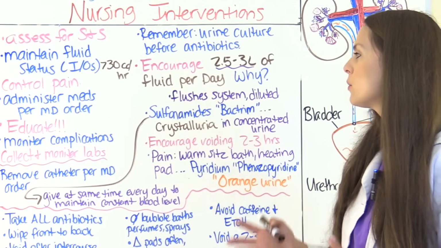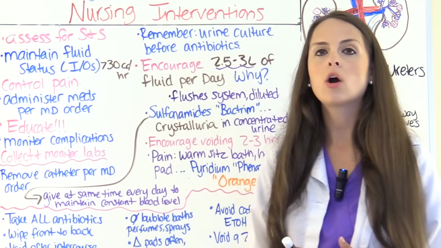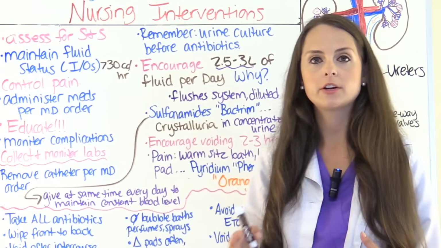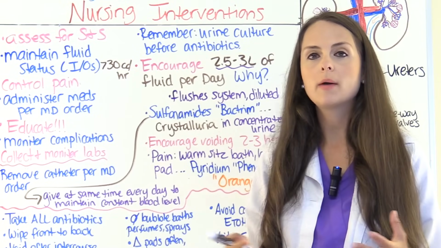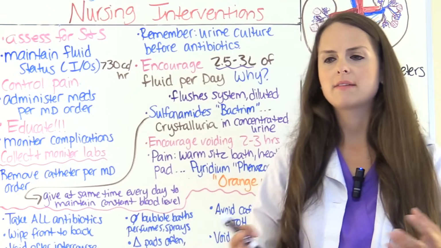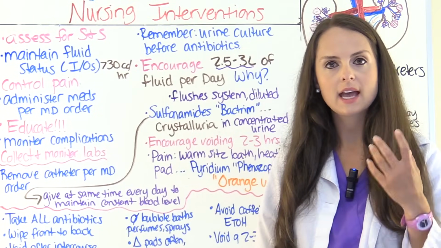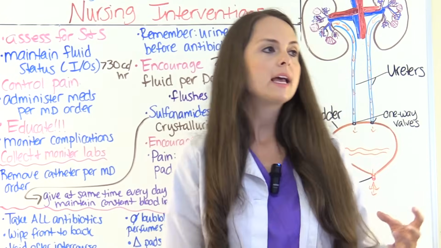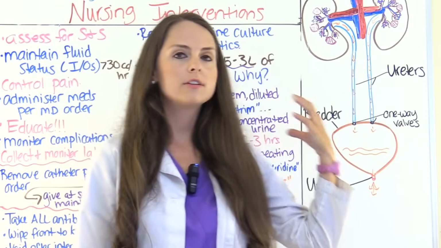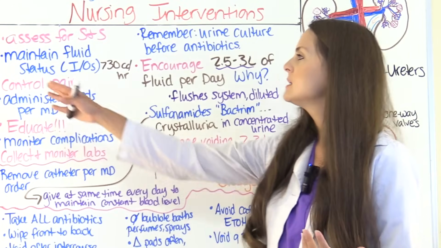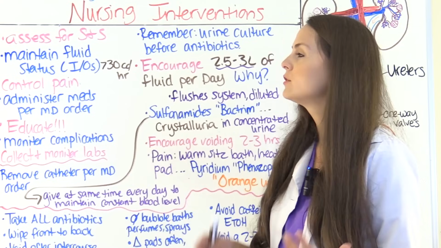So as the nurse, what we're really doing is the following. We're going to assess that patient for signs and symptoms of a urinary tract infection, because really all patients are at risk for this, especially if their immune system is suppressed or they have diabetes. We want to catch this early so they can get treatment fast before it spreads to the kidneys and eventually the systemic circulation.